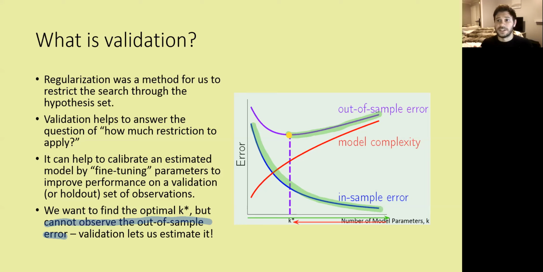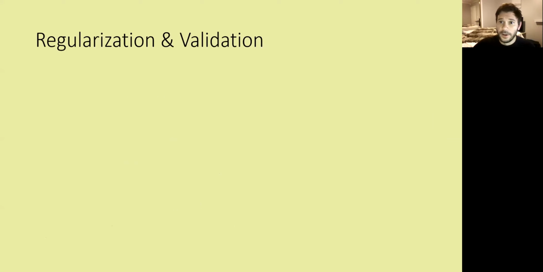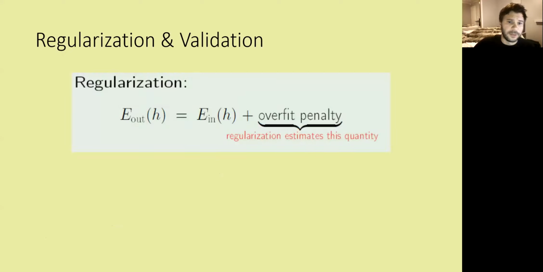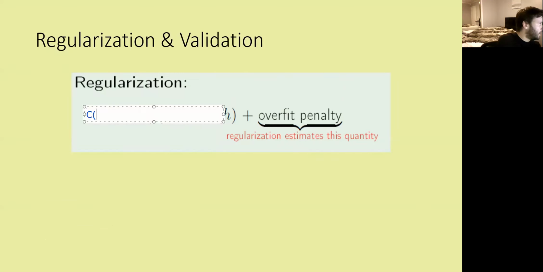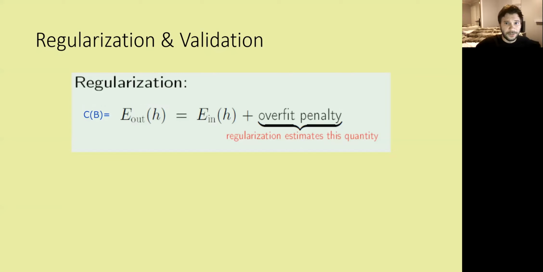Okay, validation is going to tell us when to really hit the brakes, when to stop. So when we looked at regularization, we showed the way we augmented our cost function. Hopefully you remember from the last video that we defined this thing called the augmented cost function, C, which depended on beta, and then we put a little tilde above it to denote that it was different than our regular cost function.